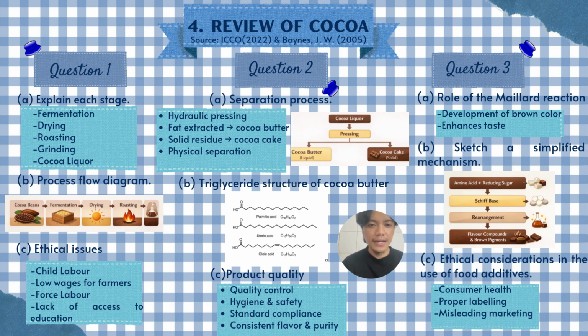The simplified mechanism for this reaction, as you can see in the slide: the reaction begins when the amino group of an amino acid reacts with the carbonyl group of a reducing sugar. This forms an unstable intermediate called a Schiff base, which then rearranges into a more stable compound. Through a series of reactions, these compounds eventually form complex flavor molecules and brown pigments known as melanoidins.